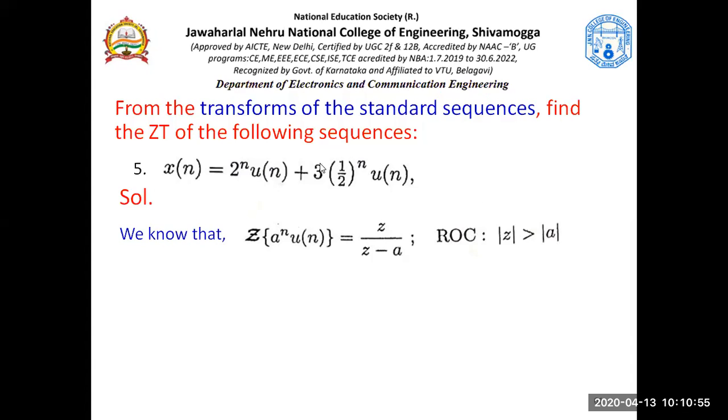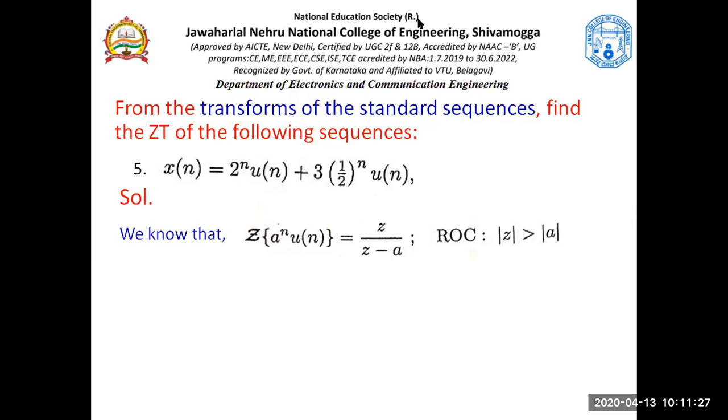And similarly here, in place of 2, we have half, that's it. So it's half power n u of n. Both these signals are of the form a power n u of n, where here a is 2, and here a is half. So in this equation, in place of a, you'll bring 2. In this case, in place of a, you will bring half. And this 3 is a scalar. It has got nothing to do with it when the transforms are applied. It is kept outside. So we have seen such transforms.